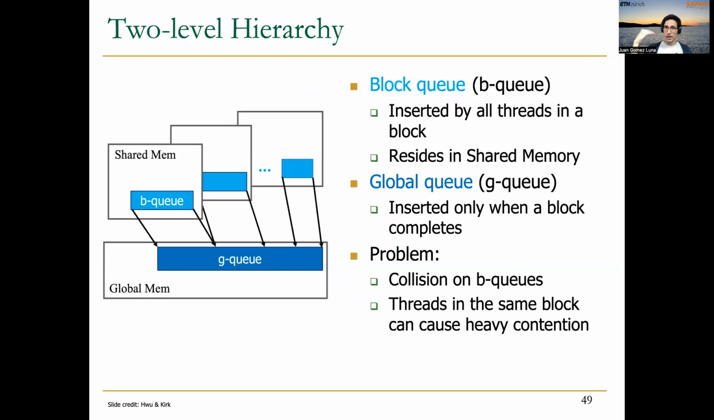Still, we could also add additional levels to this hierarchy. We could have warp queues, for example, or even thread-level queues. That will always depend on the amount of memory that you have, or the amount of registers, on-chip memory in general, and the specific complexity of the algorithm and the graph.